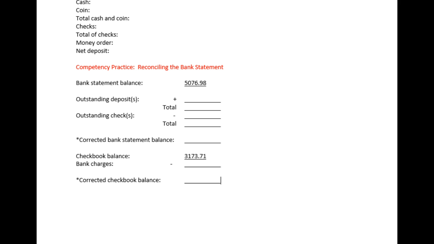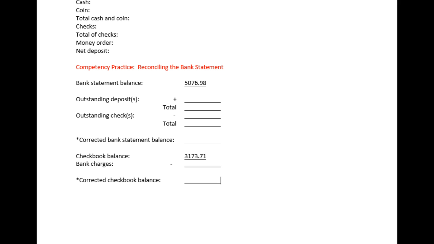The next section here is your checkbook balance. So the current balance in your checkbook is $3,173.71. Now you're subtracting the bank charges that have been charged to you, and that gives you a corrected checkbook balance. Now you can tell with the asterisks here that your corrected bank statement balance and your corrected checkbook balance should match. If they don't, you've done something wrong. You've got to go back and figure it out.